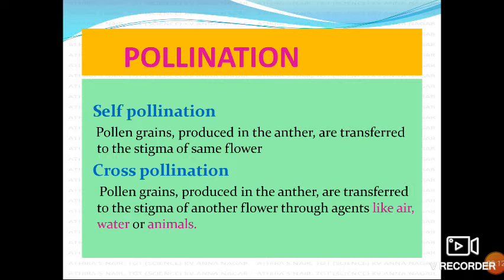Some agents or mediums are required for cross-pollination to happen. For example, cross-pollination will happen with the help of air or wind or water, or some animals also help in pollination. For example, honeybees and some other insects, and butterflies also help in cross-pollination.